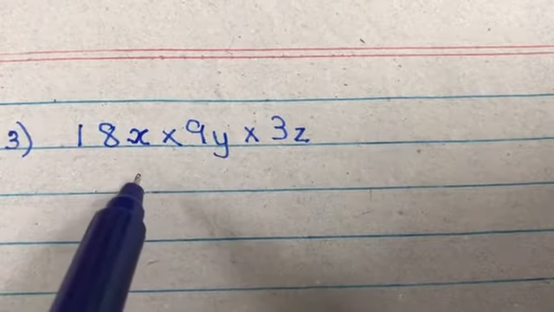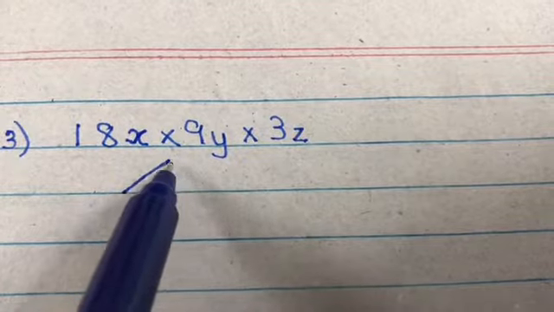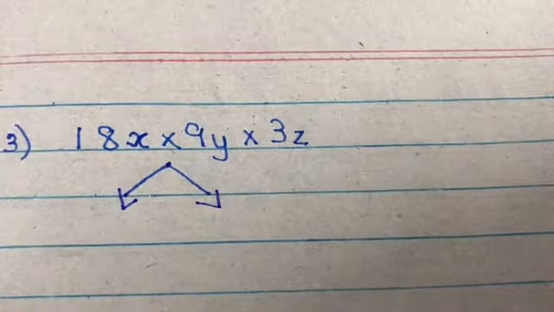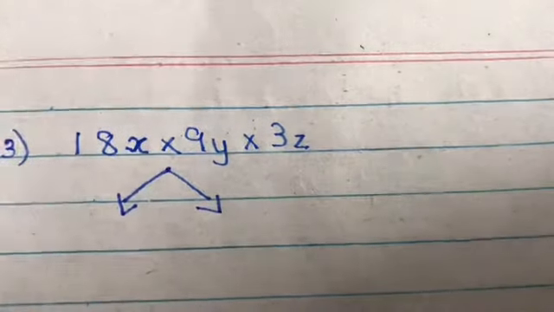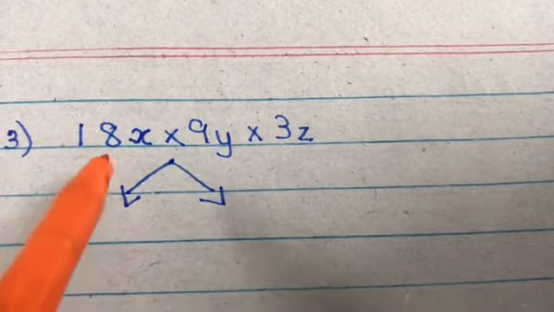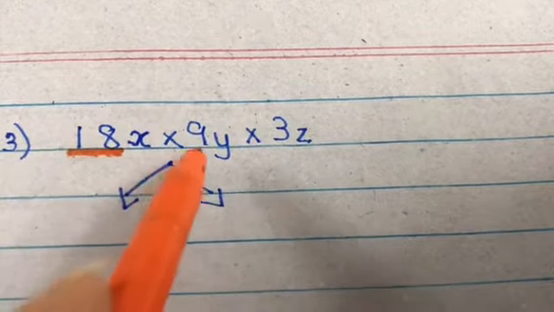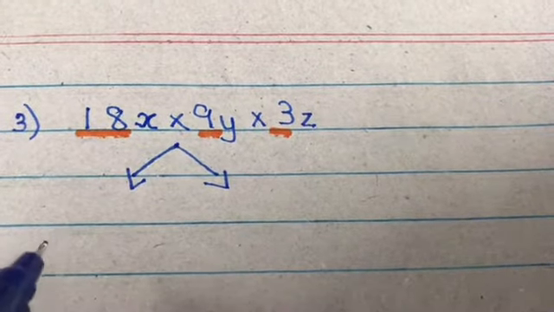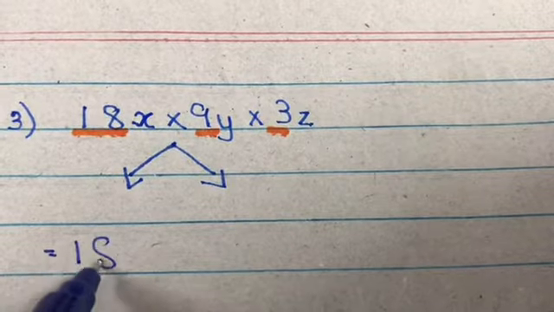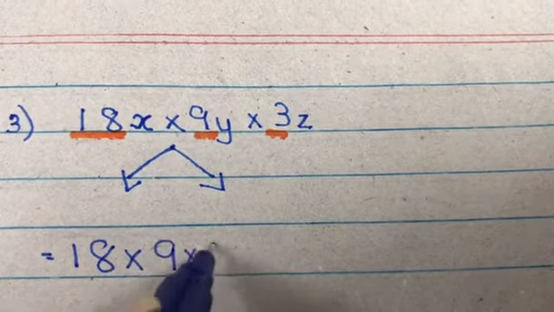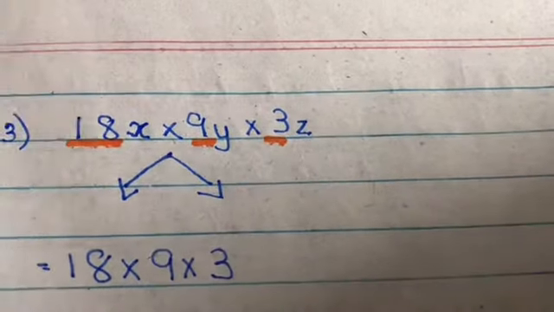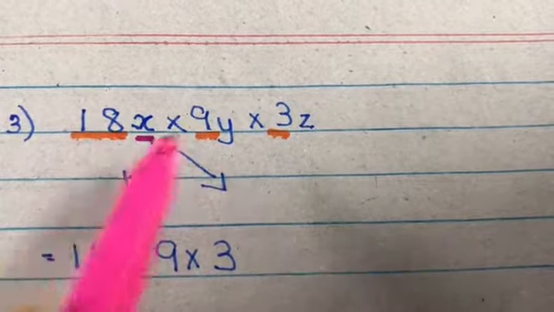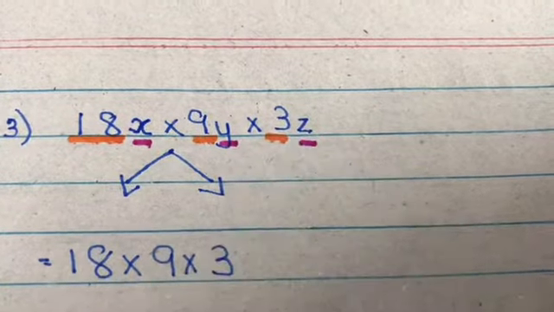So now for multiplication, what do we do? As I said earlier, you separate the numbers and separate the letters. All right? So I'm separating the numbers. And how many numbers are there? There are 3 numbers, 18, 9, and 3. So I am going to write them on the left side: 18 times 9 times 3. Right? And now I'm going to separate the alphabets: x, y, and z.